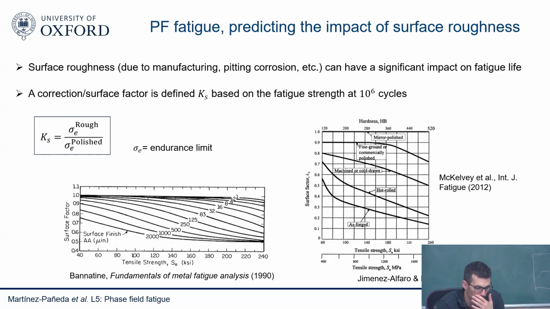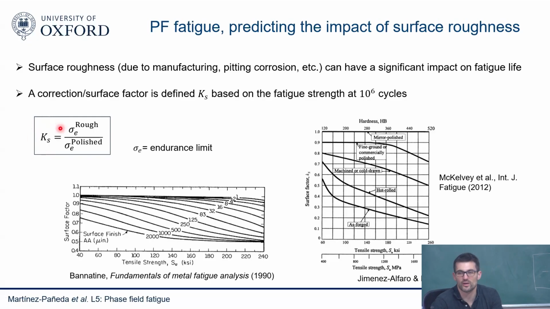For many, many years, people have been working on this. And by the way, I'll talk about work that my postdoc Sara Jimenez Alfaro has done. The paper is currently under review. But basically, the fact that your fatigue life degrades significantly with roughness is something that people have known since, I guess, the 70s or so, quite a long time ago. And people came up with what they call a surface factor, this KS.